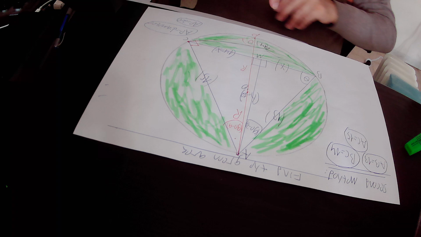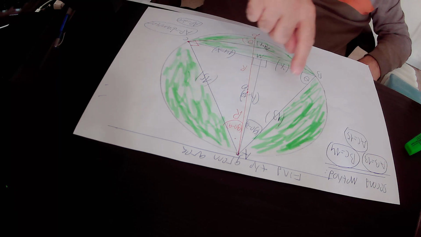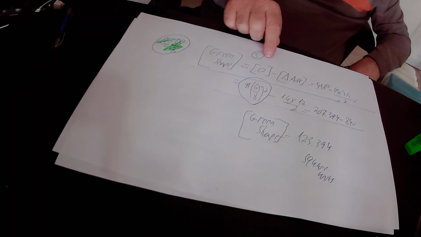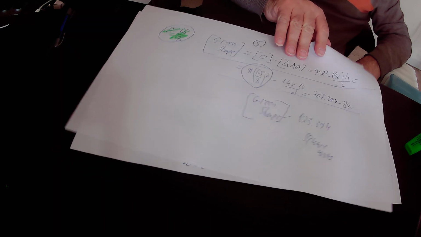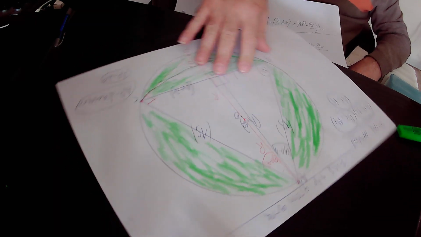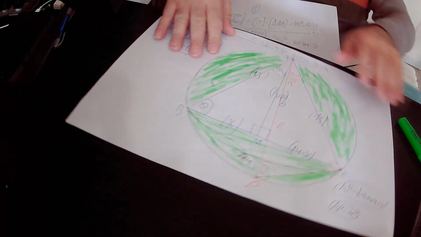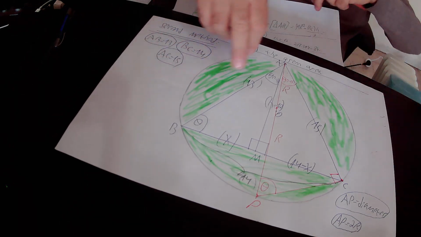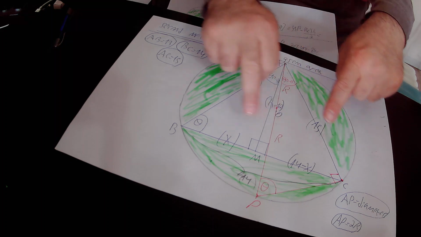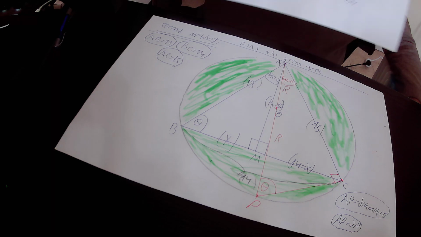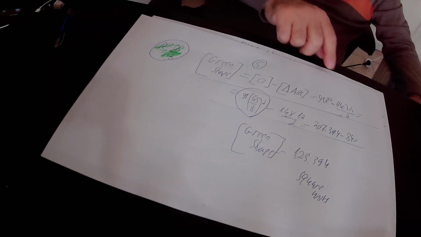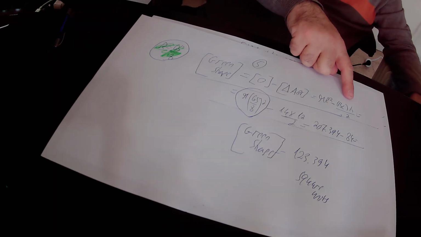The area of the green shape equals the area of the circle minus the area of triangle ABC. The area of the circle is pi r squared. What is the area of this triangle ABC? From the drawing it is very easy to see that the area of triangle ABC equals the base of the triangle, that is BC, times the height to the base, that is h, over 2.